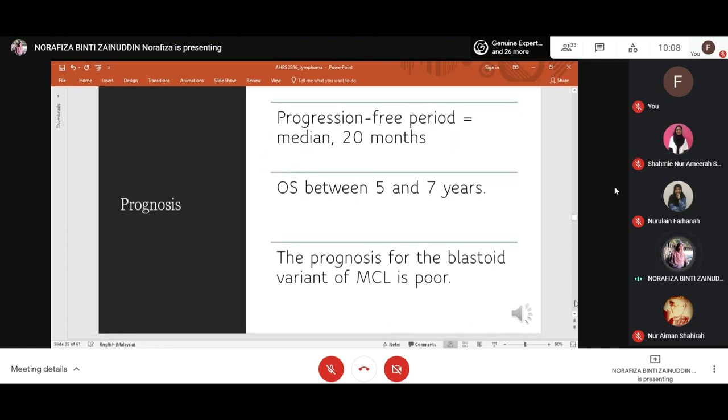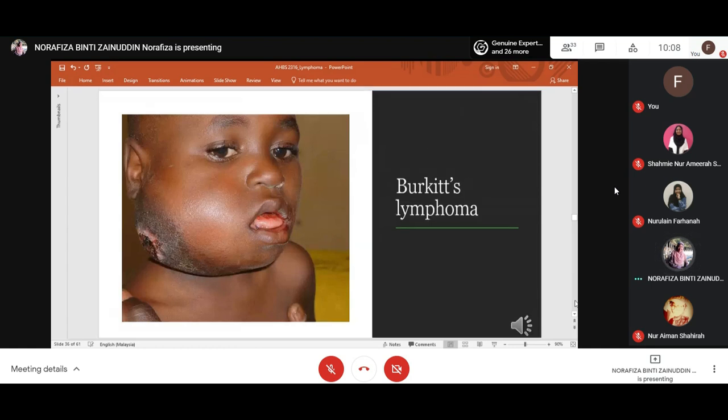Right, we move on to Burkitt's lymphoma. Okay, so far so good? Yes. There are many lymphomas, so I don't think we can cover multiple myeloma after this. It's too much for you to handle, I think. So we will include multiple myeloma in our next class on Monday. Can?